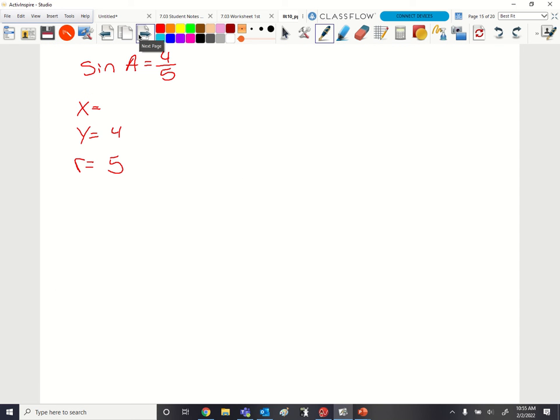So I'm going back to my notes. A is in quadrant 2. So in quadrant 2, what do we know about the x value? It's negative. The x value is negative in quadrant 2. So that's going to help me out here. To find my missing value, I'm going to use the Pythagorean Theorem again. My Pythagorean Theorem is x squared plus y squared equals r squared. In this case, it's going to be x squared plus, replace the y with 4, equals 5 squared.